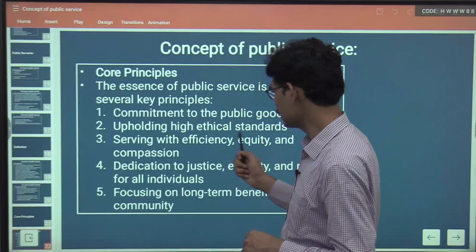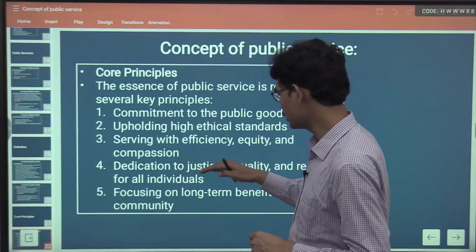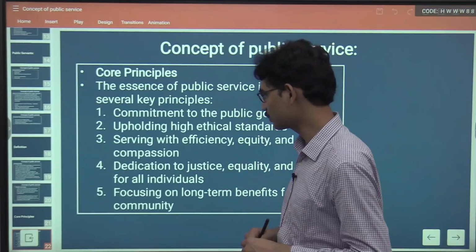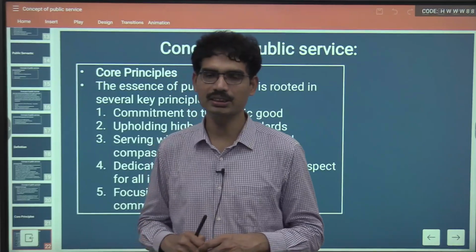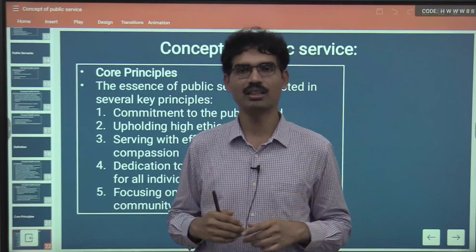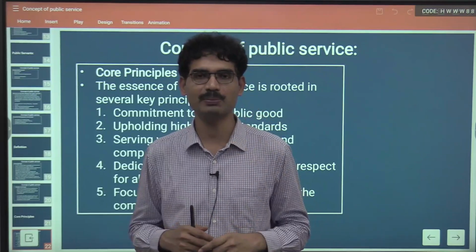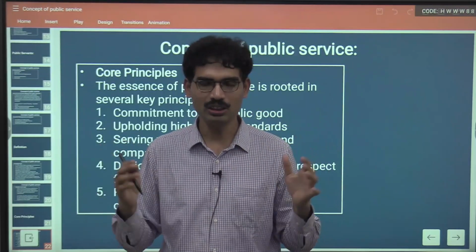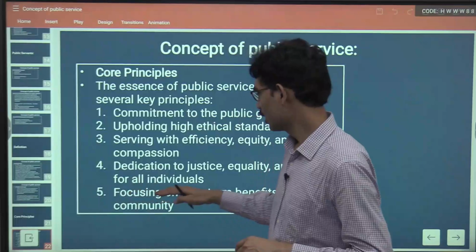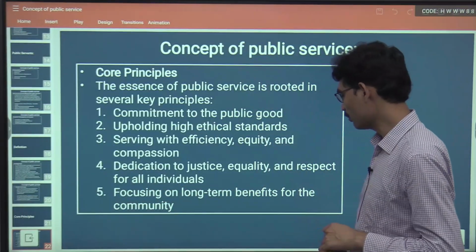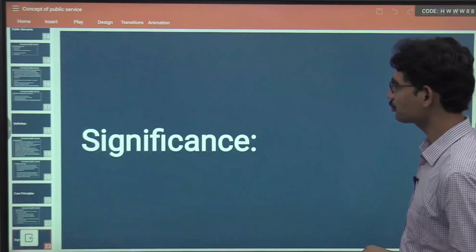Serving with efficiency, equity and compassion, dedication to justice, equality and respect for all individuals. A judge is there, the judge must deliver the service properly. Otherwise, if injustice takes place in the society, then that will lead to chaos in the society. Focusing on long-term benefits for the community.